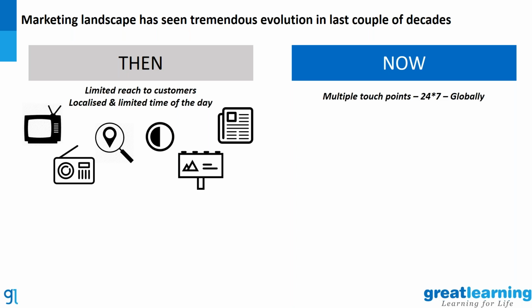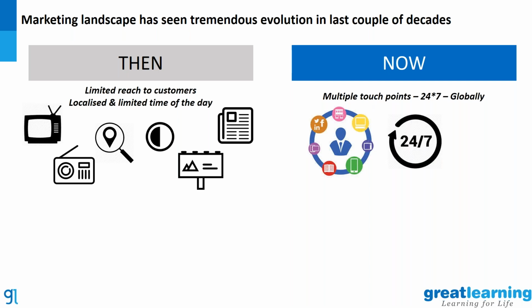But now it has completely changed. Multiple touch points, 24/7, and global, right? You can reach people through social media, online, Google, TV, blogs, you name it, and you can reach them 24/7. And globally, you're not restricted by geographies when it comes to advertising. I can advertise to the US sitting in India. So that has completely changed the way marketeers have to think about how to reach their customer.